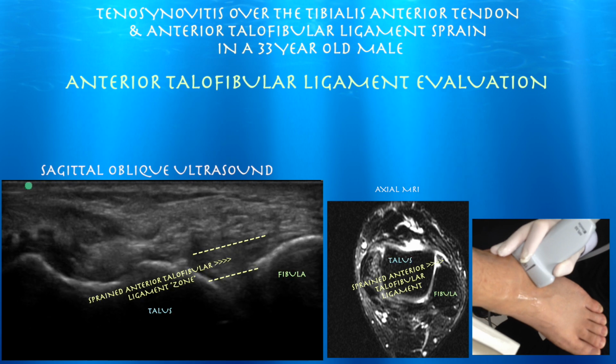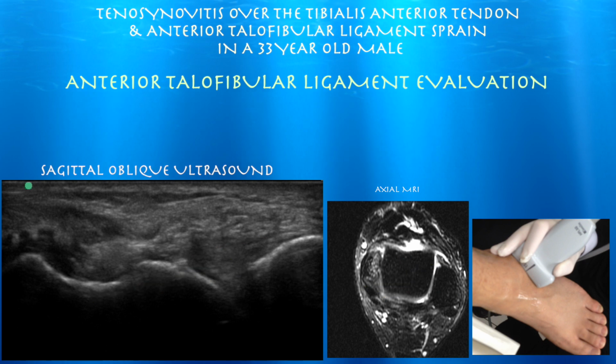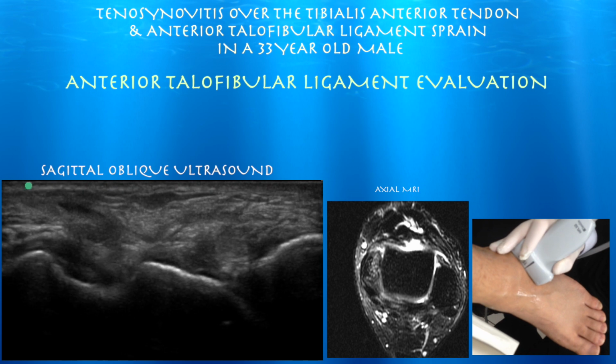So here you really can't make out a clear-cut compact anterior talofibular ligament. You could see some fibers, but nothing continuous. And again, this is consistent with a pretty severe sprain of the anterior talofibular ligament.